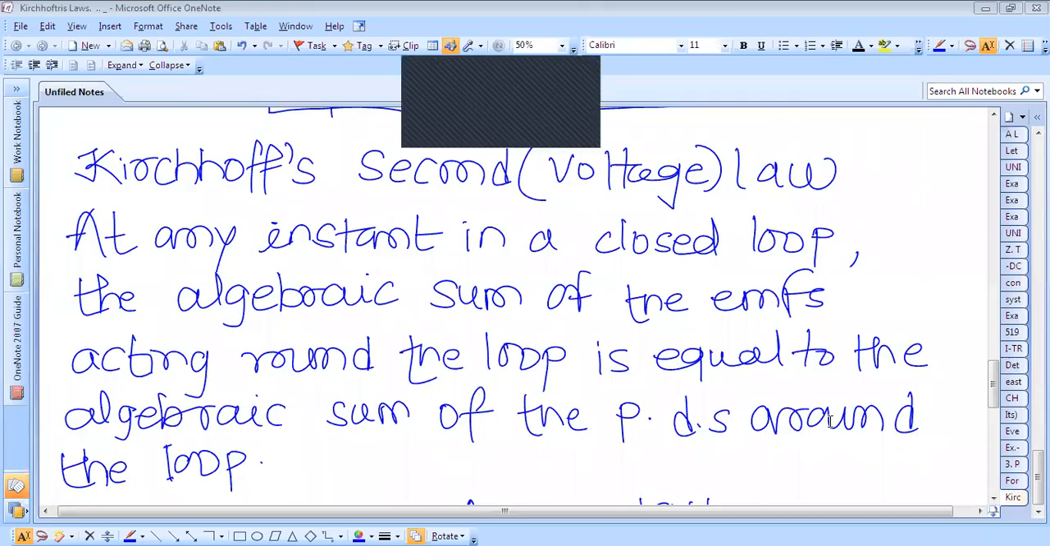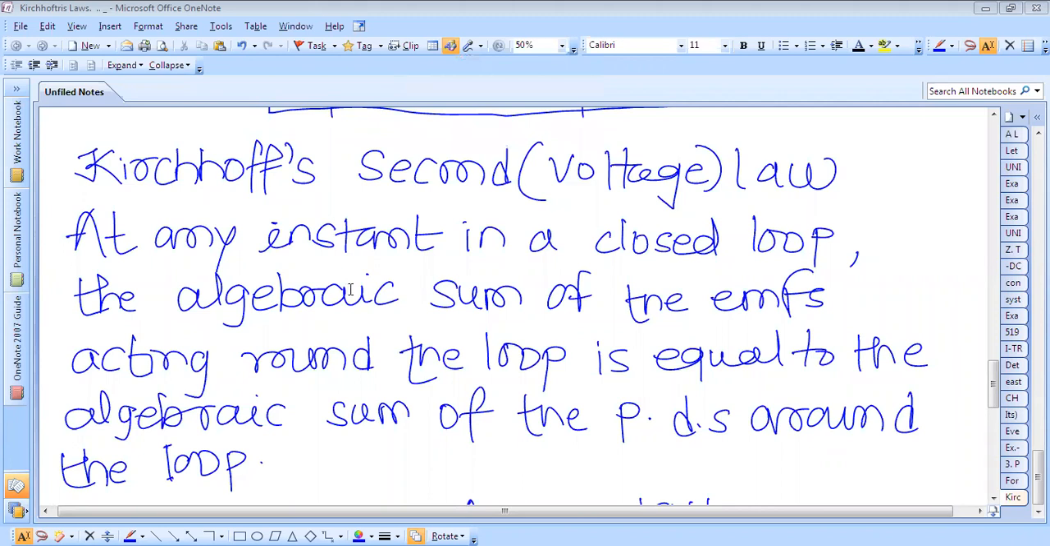Hello, today we'll discuss Kirchhoff's second law. In the previous lecture, we discussed Kirchhoff's current law. Kirchhoff's second law, also called the voltage law, states that at any instant in a closed loop, the algebraic sum of the EMF acting around the loop is equal to the algebraic sum of the potential differences around the loop.